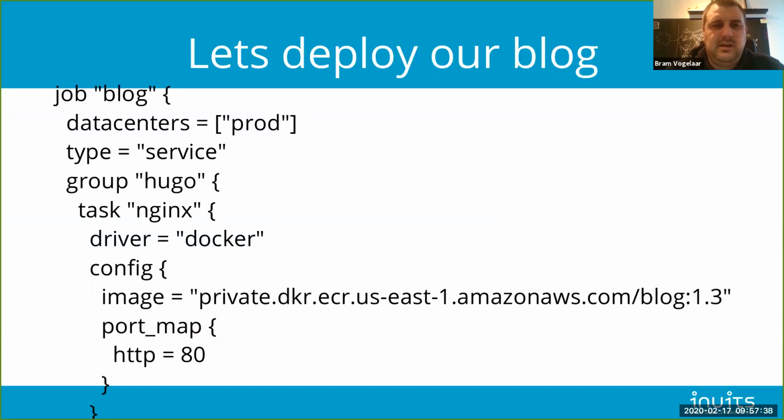So this is the definition of a Nomad job called blog, and it's going to be of type service. It has a little group with one task in it, my Nginx task, which is a Docker image that comes from my private Docker registry. And it's going to listen on port 80.